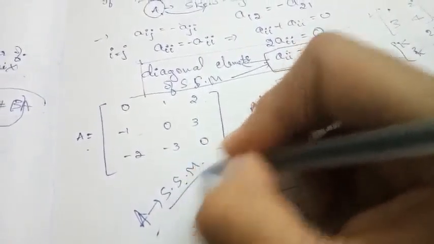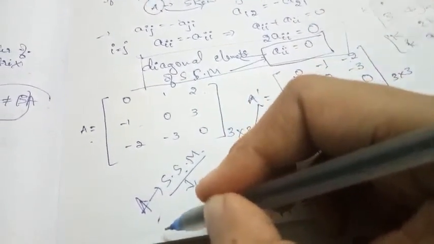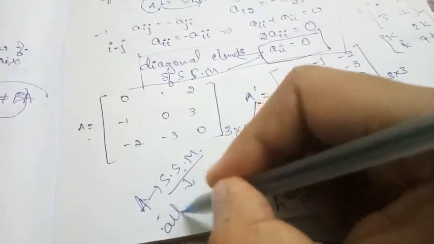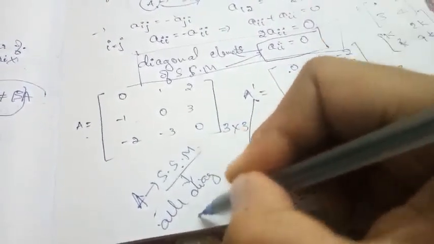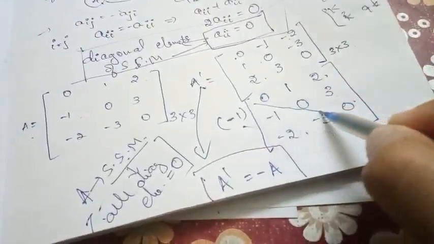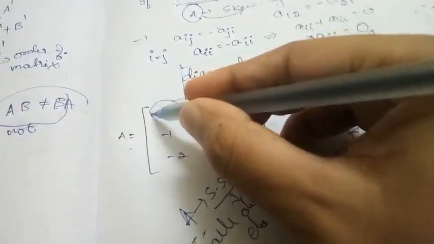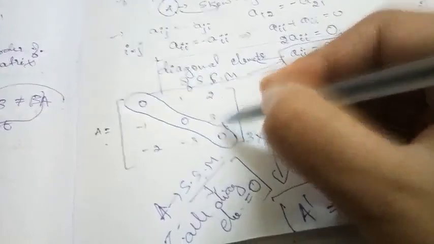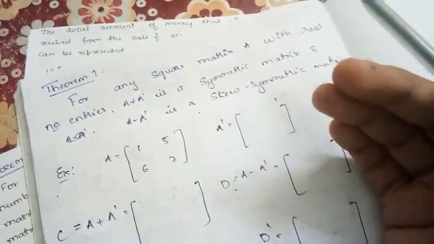In skew symmetric matrix, what is the important property? All its diagonal elements are equal to 0. You can see here, diagonal elements are equal to 0. So now you have learned about the transpose of a matrix, symmetric matrix and skew symmetric matrix.